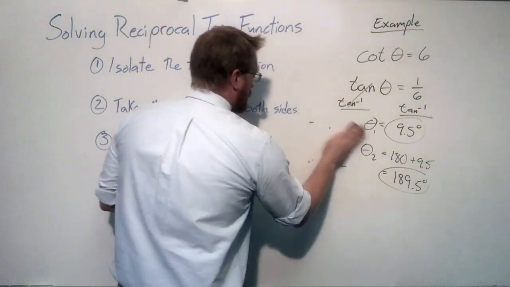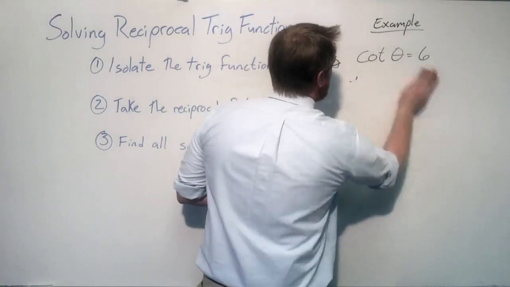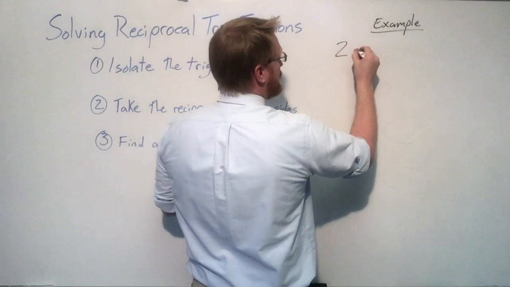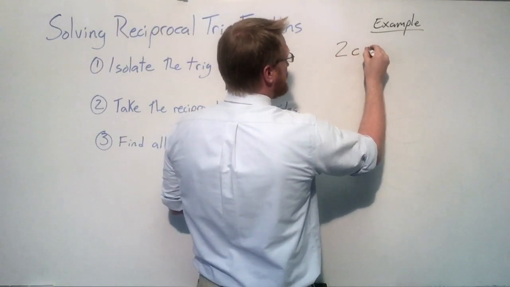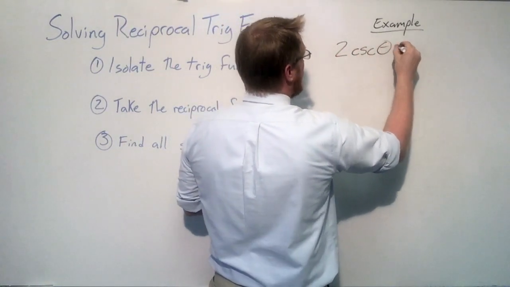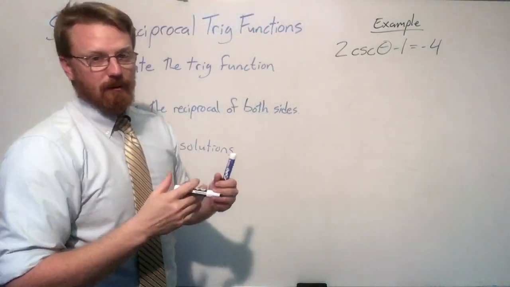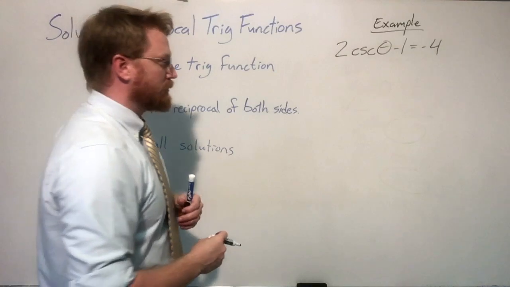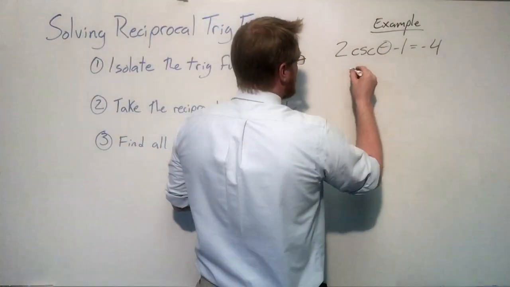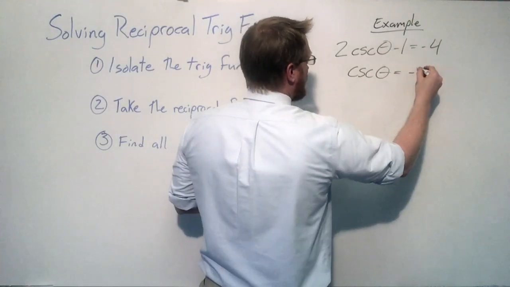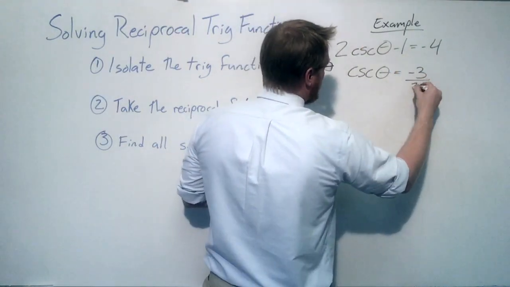Let's do another example, a little bit more complex. Let's say I got much more things happening to my variable. I got a times 2, I got a cosecant, I got a -1, and all those have to be undone in the right order. Reverse PEMDAS order. So I'm going to add the 1 to both sides. Adding 1 will make a -3. Divide the 2 away on both sides.